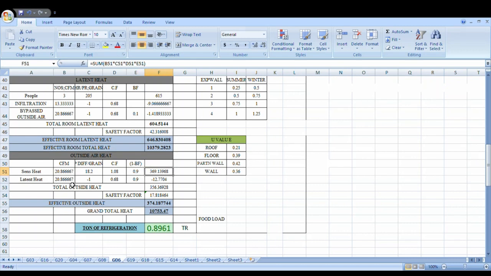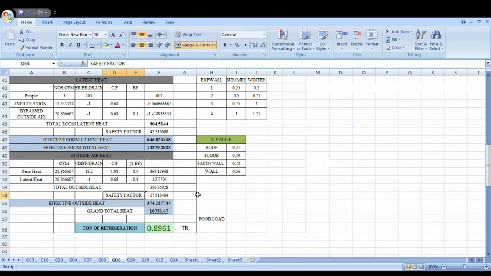Latent heat, this one CFM, this humidity ratio difference is -1, conversion factor is 0.68, and 1 minus bypass factor, you will get 0.09. So you will get these values. So total outside heat is 356.36928, and if we add safety factor, it is 17.81. So effective outside heat, if you add this, you will get these values. Okay.